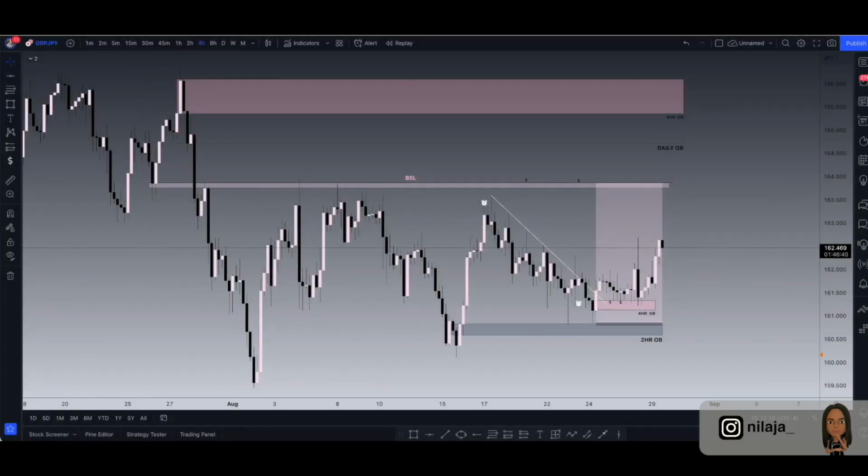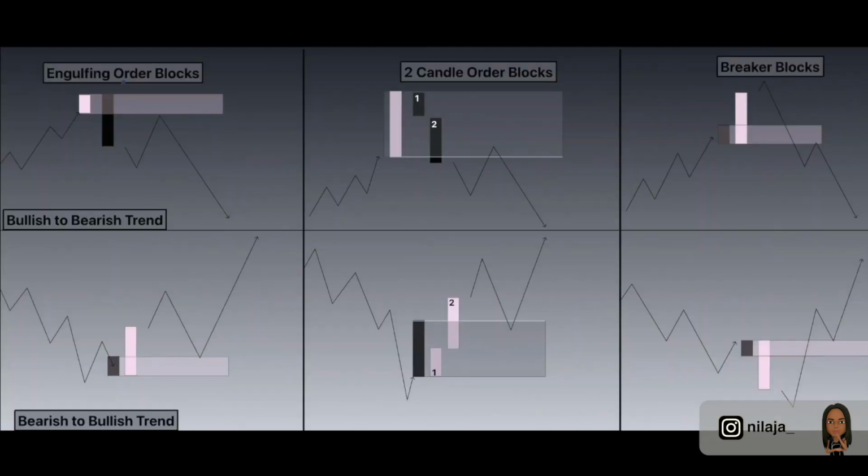What's going on, guys? If you watched our introduction video, then you know I covered 3 concepts. I didn't go too much in depth on it, but I wanted to cover order blocks in its entirety. So for order blocks, I tend to look at 3 different types. I'll go over each of those types and how I enter and exit a trade based on those concepts.